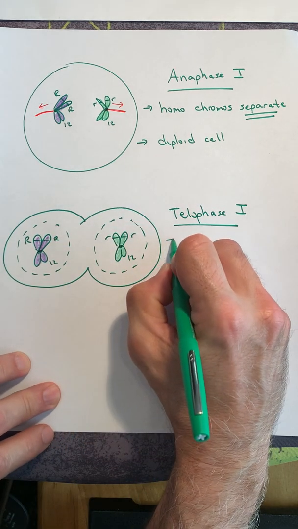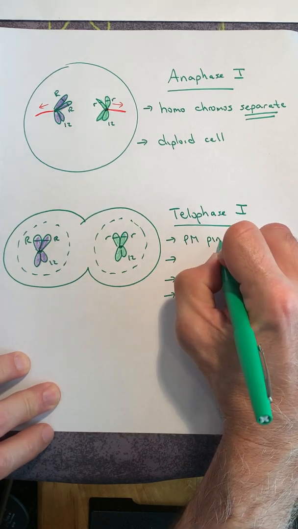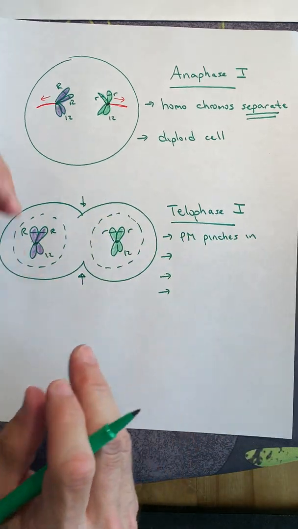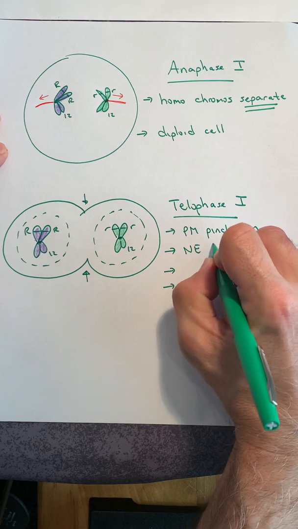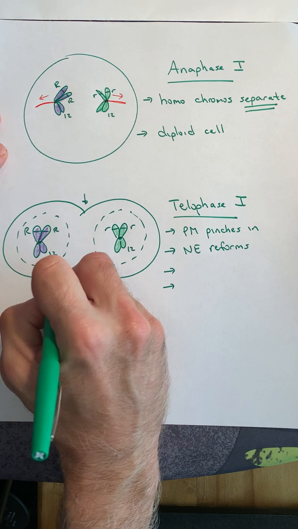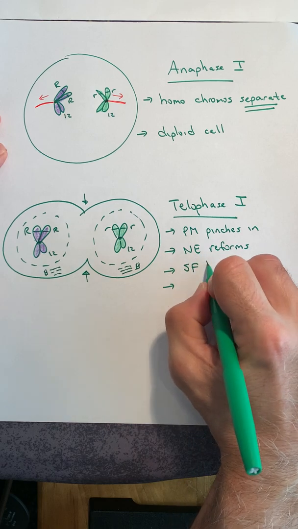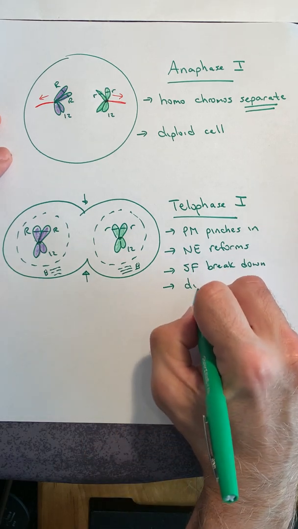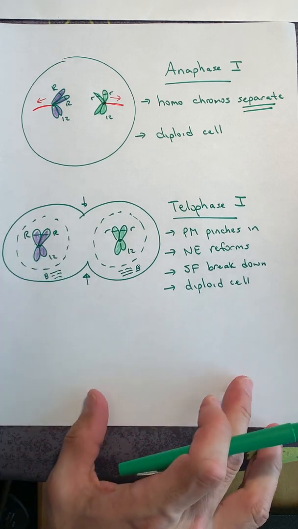So what's happening here? Well, there's a lot going on. The plasma membrane pinches in. That's what's happening here. It's called a cleavage furrow as the plasma membrane starts to pull in. All right, the plasma membrane pinches in. The nuclear envelope reforms. The spindle fibers, which I didn't draw, so let's draw those now. There we go. The spindle fibers break down. And this is still a diploid cell because you still have one membrane surrounding the whole cell.